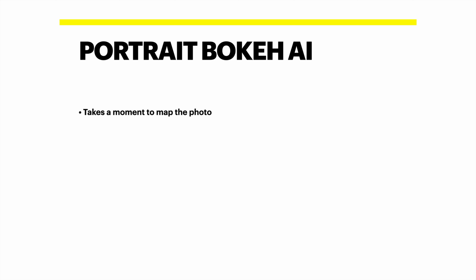All right, Portrait Bokeh AI. This one, when you start off, it takes a moment for Luminar AI to map the photo, and it's trying to do a few things. First off, it needs to create a mask for the subject inside of your photograph. And second, it's also mapping what appears to be depth in the photo. In other words, front to back along the Z-axis, because there's a tool inside of the Portrait Bokeh AI that lets you move your bokeh back and forth.